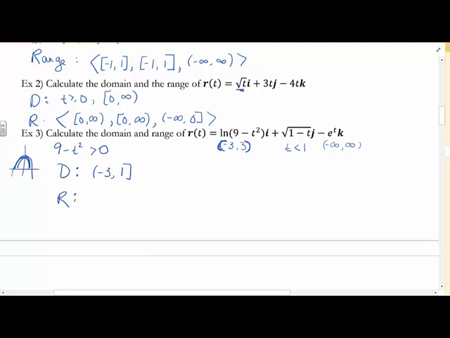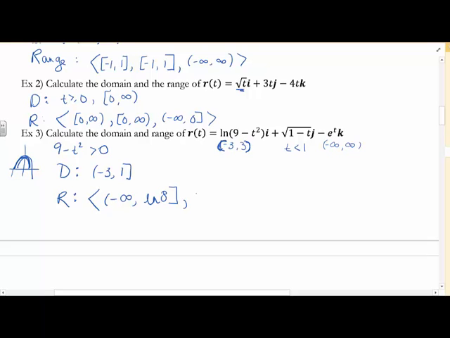My range now needs to be based on that domain. So if I plug negative 3 to 1 in here, if I put negative 3 into there, it's sort of like ln 0 from the right, which is negative infinity. And if I plug 1 into there, I get ln 8. So then if we look at the 1 minus t here, when I plug in negative 3, I'm going to get the square root of 2. And when I plug in 1, I'm going to get 0. I'm sorry, the square root of 4, which is 2. And then when I plug in 1, I'm going to get 0.